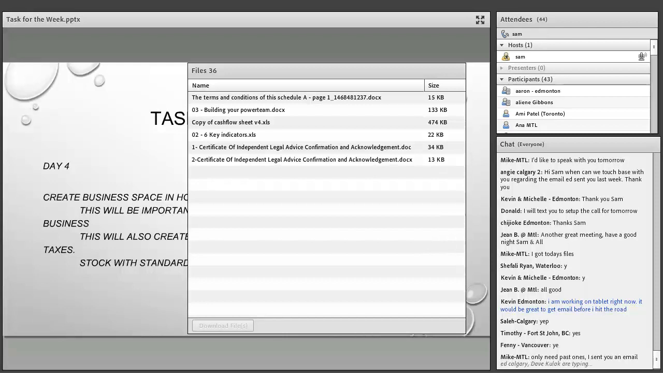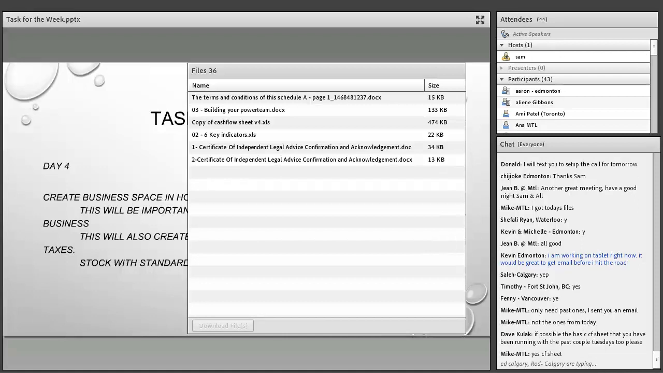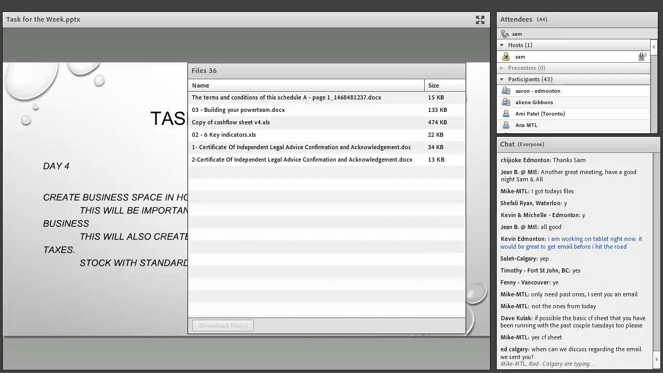Okay, so Mike, these are the only files. Really, these are the only files, the base files. I can't think of any other files in my head. If you can think of any files, Mike, that we had in the past, I can't remember off the top of my head. Because right now I'm looking at sending just these files. If possible, the basic cash flow sheet that you have been running with the past couple of Tuesdays too, please. So Dave, yeah, I'm going to send you the 6 key indicators. Okay? So yes, cash flow sheet. Okay, so Mike, I'll send you everything I got.